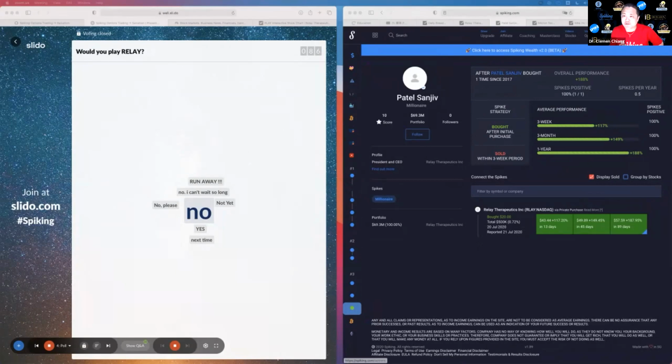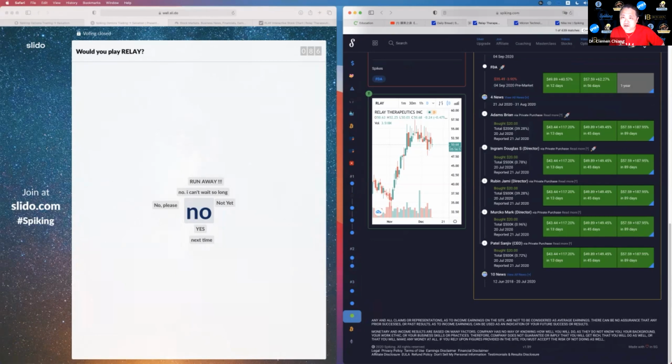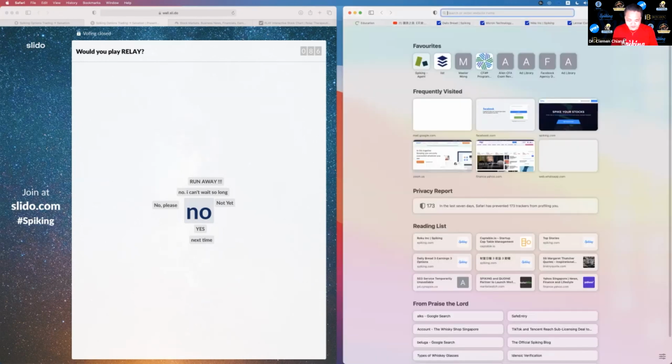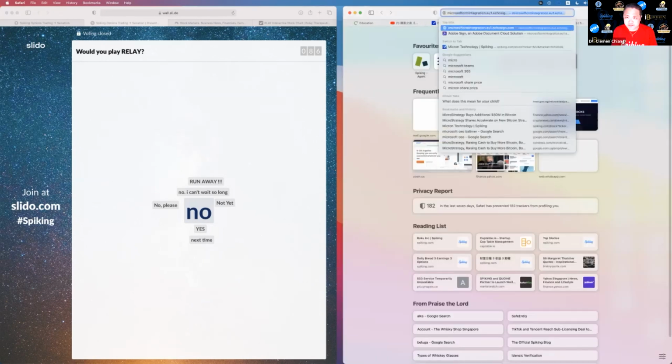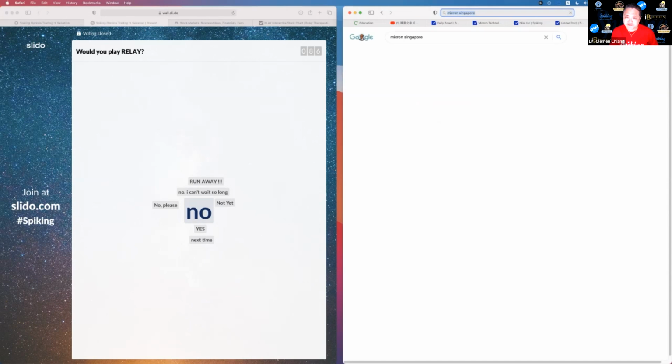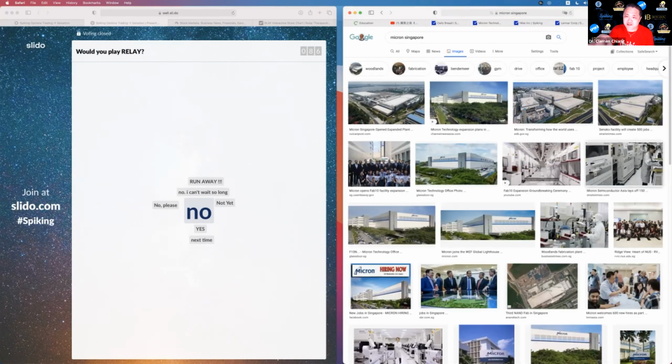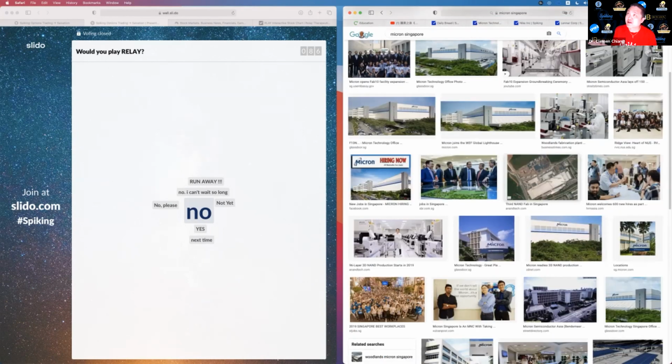So what must you do after you finish this analysis? Close off relay. Close off relay. Next candidate, Micron. And for Micron, this is Micron Singapore, right? They have a factory here in Singapore. So take a look. Your grassroots check is even better right now.